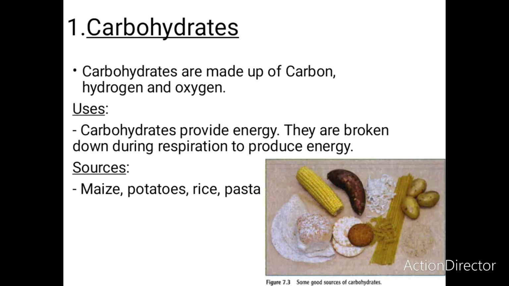Carbohydrates are part of the nutrients that are required in a diet. Carbohydrates are made up of carbon, hydrogen, and oxygen, and they are broken down during respiration to produce energy. So basically, carbohydrates provide energy for the body. Some sources of carbohydrates are maize, potatoes, rice, and pasta. In this picture, we can see some good sources of carbohydrates. We can see some potatoes, some spaghetti, chapati, maize, and sweet potatoes.